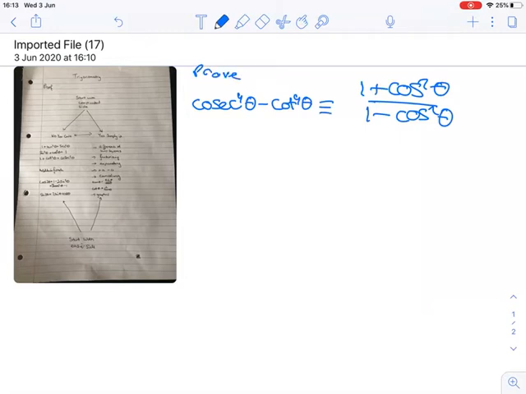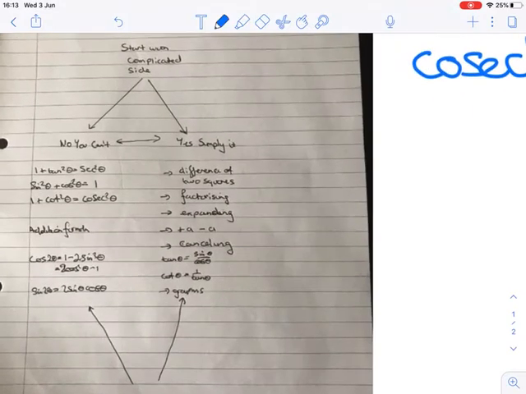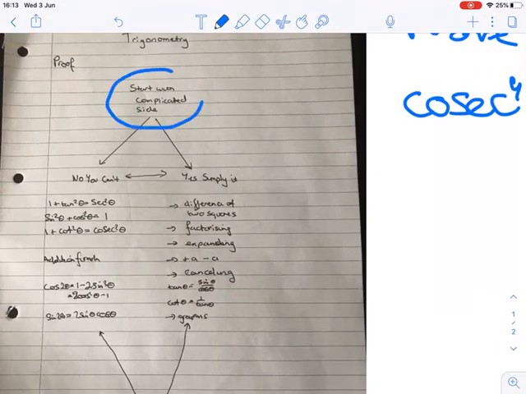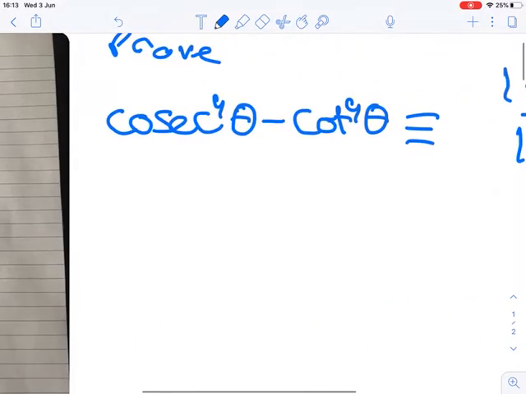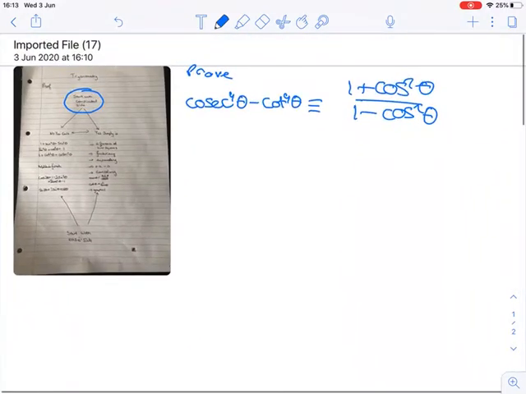So, what we're going to do is use this algorithm on how to do this. We start with the complicated side. Which is more complicated? I think it's this one here, because it's got the 4s in it. Then we think about answering this question: can we simplify it or not? If you can, then we have to use some algebra techniques. And if you can't, then we have to use trigonometric identities.